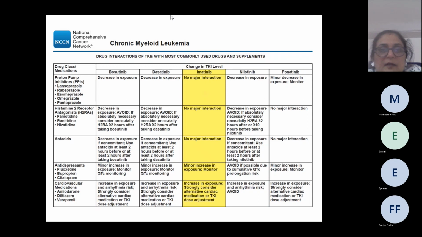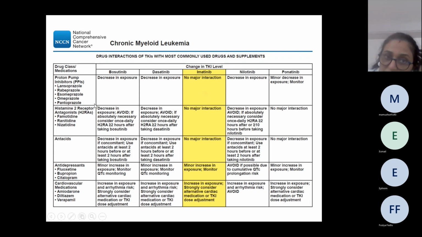Here they show the drug interaction of TKIs, tyrosine kinase inhibitors, with most commonly used drugs and supplements. When you are giving any of these TKIs, like imatinib, which is a tyrosine kinase inhibitor, similarly you have bosutinib, dasatinib, nilotinib, ponatinib. All these products have also come for CML now, but they are generally combined with different proton pump inhibitors, histamine 2 receptor blockers, antacids, antidepressants, and cardiovascular medications.